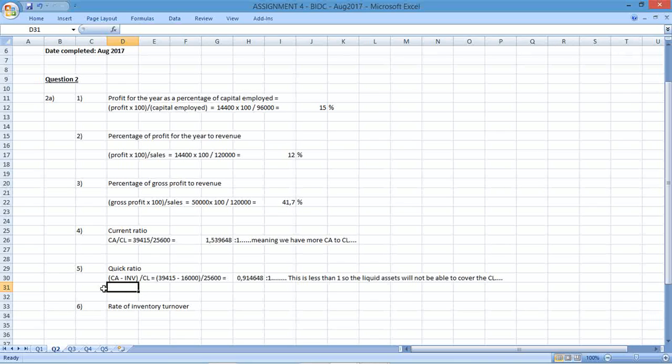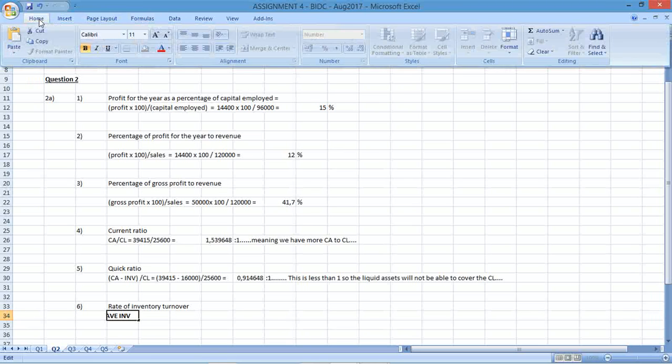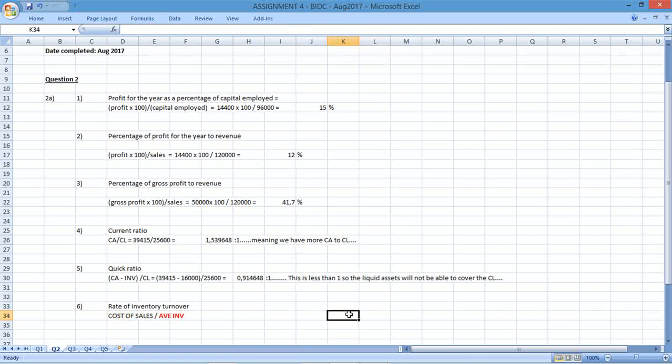The next ratio is the rate of inventory turnover. This particular equation requires a numerator and denominator, so we'll have cost of sales divided by the average inventory. If I'm calculating an average, I'm going to be looking at what I started the year with plus what I ended the year with divided by 2. So just a note here, average inventory equals bracket the start plus the end divided by 2.